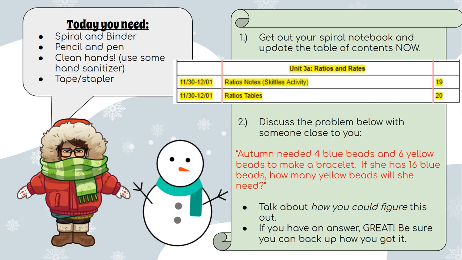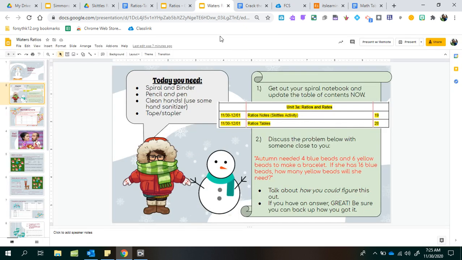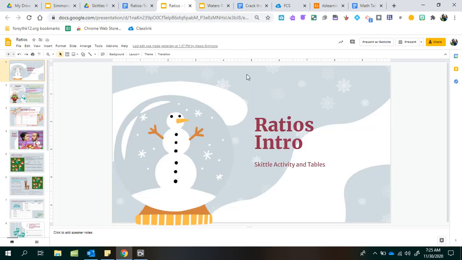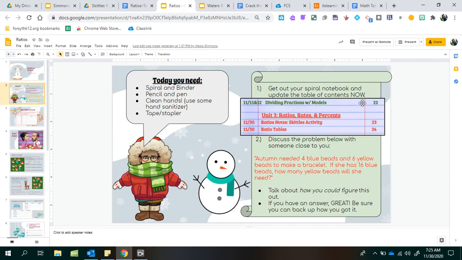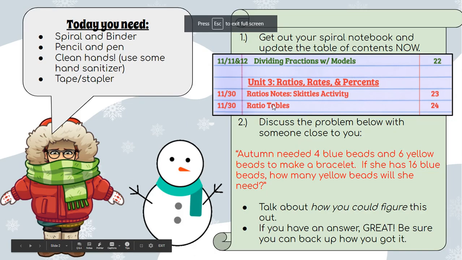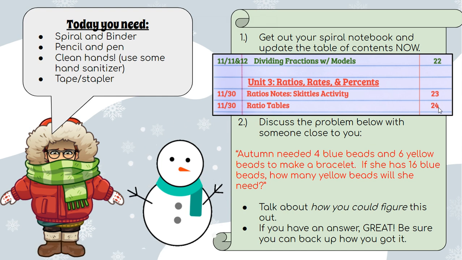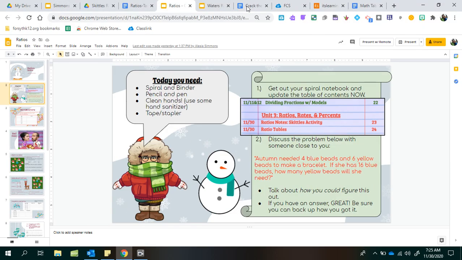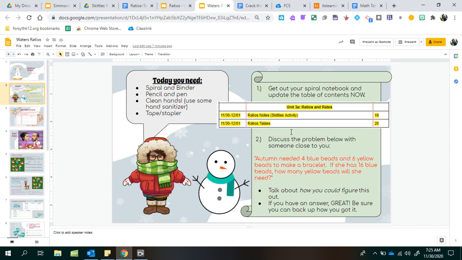Okay, so with that being said, also if you're in Ms. Simmons' class, you have a different table of contents page. You are on a different page number, but you have the same things that are going in. You are just on pages 23 and 24. Ms. Kelly's class, I'm not sure what page you are on, so you'll have to message her and ask.